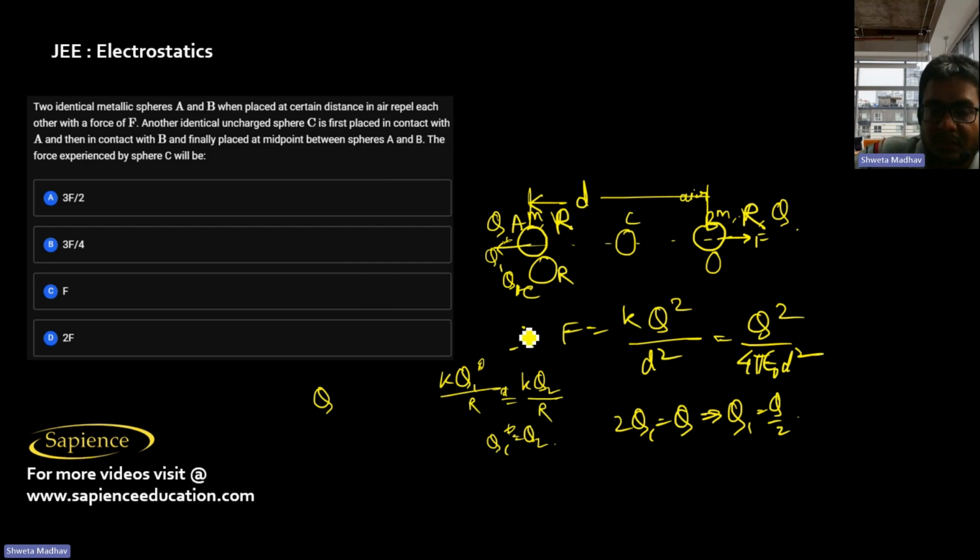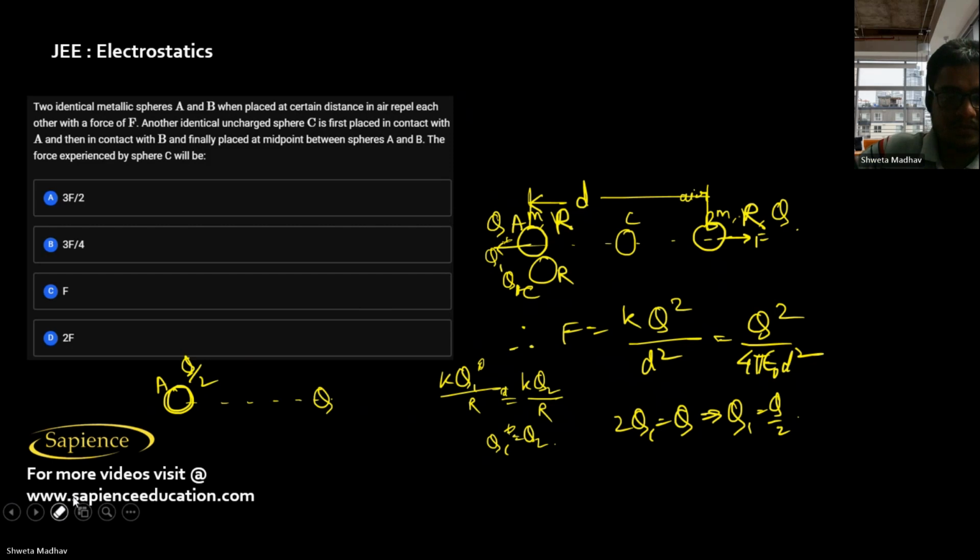So it means now what will happen after they are kept in contact, the first sphere A will have charge Q by 2 on it, and the second sphere is having charge Q1 and it is kept in contact with this. Placed in and then in contact with B. So now it is having charge Q by 2 and it is having Q. So now finally it will have charge Q2 and this also will have charge Q2.